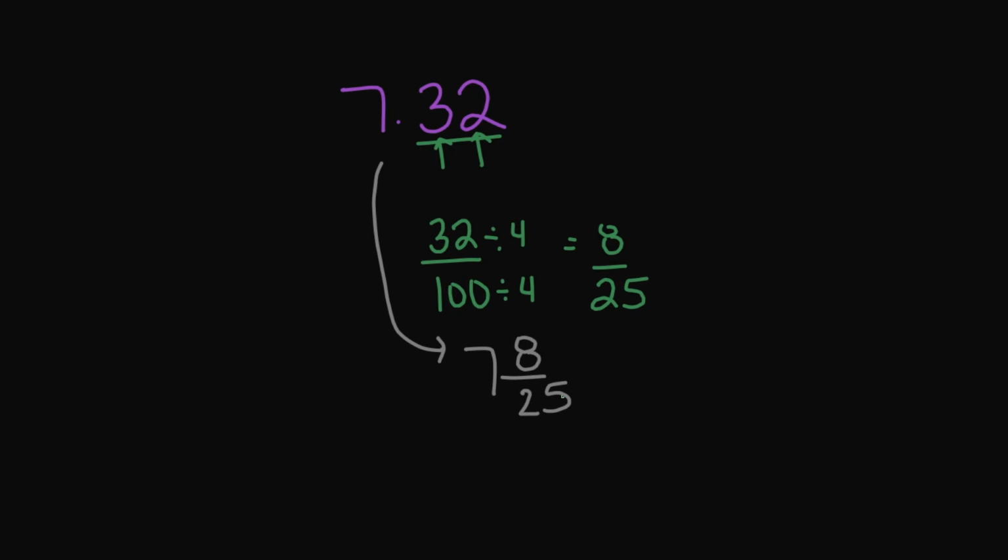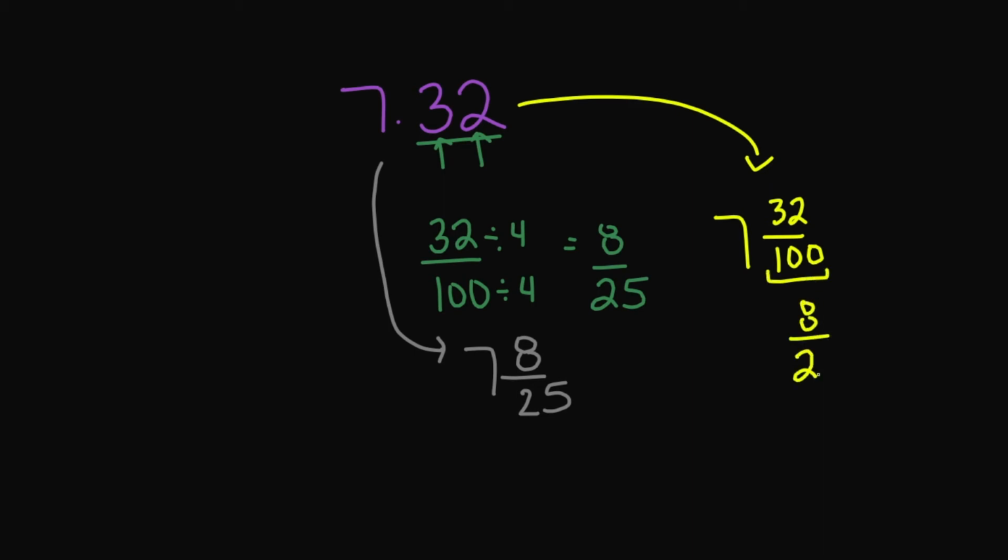Now look at this same example, 7.32. You can also write it as 7 and 32 over 100. However, when you're simplifying your answer, this is going to get you 8 over 25. So you can get the top answer here, or you can get the second answer depending if you simplify your answer.